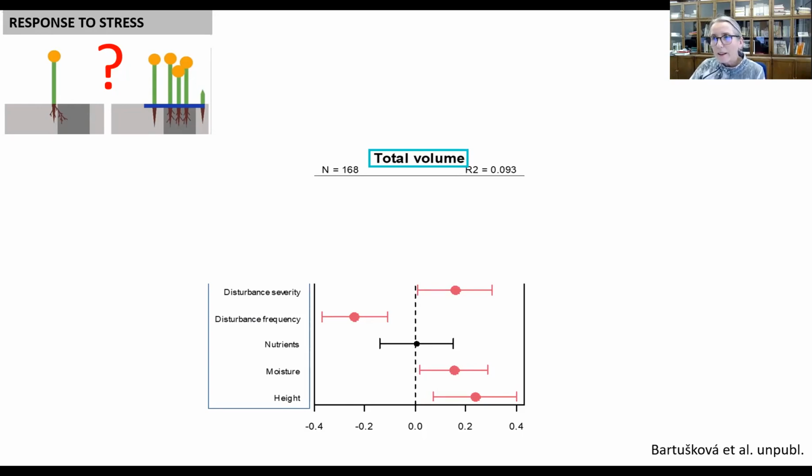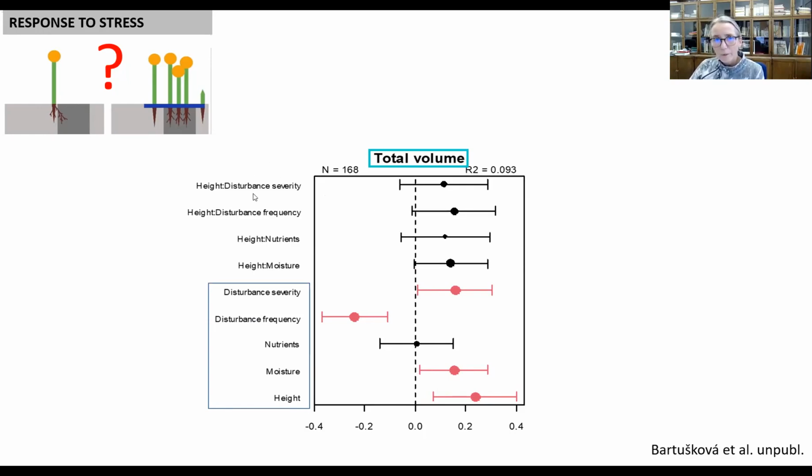When we do the analysis where the plant height is filtered out, we can see that all significant relationships disappear, and all these values are shifted to bigger volume.